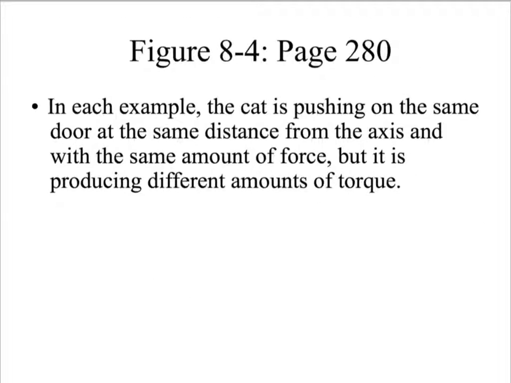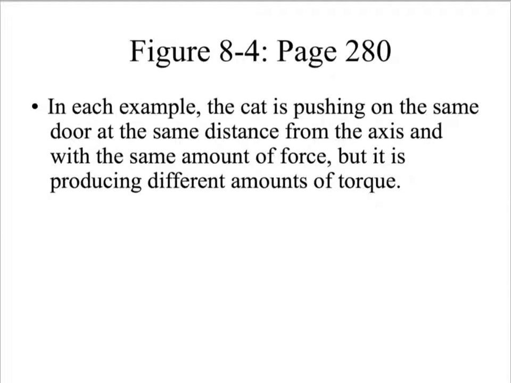So in each example, the cat is pushing on the same door. If we look, I'm getting ahead of myself, figure 8.4 on page 280. So if we turn the page, on the top of the page there's three pictures, and it says most torque, less torque, and least torque. In each case, the cat is pushing on the door. It's just where the cat is pushing on the door. On the one all the way to the left, it's pushing right in the middle of the door. Okay, it's pushing perpendicular to the door.